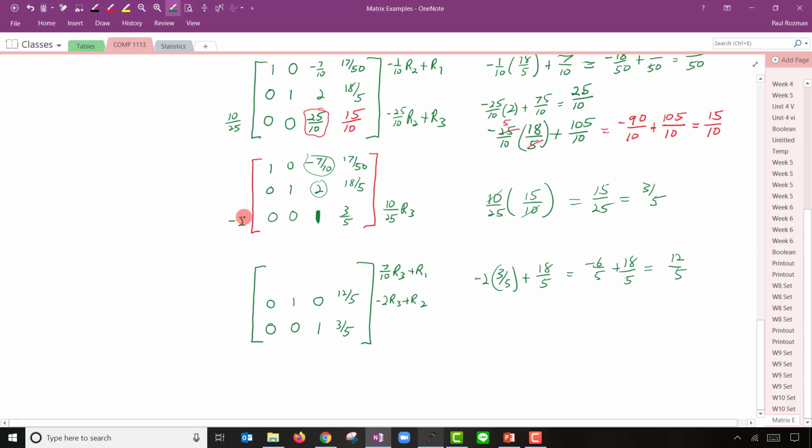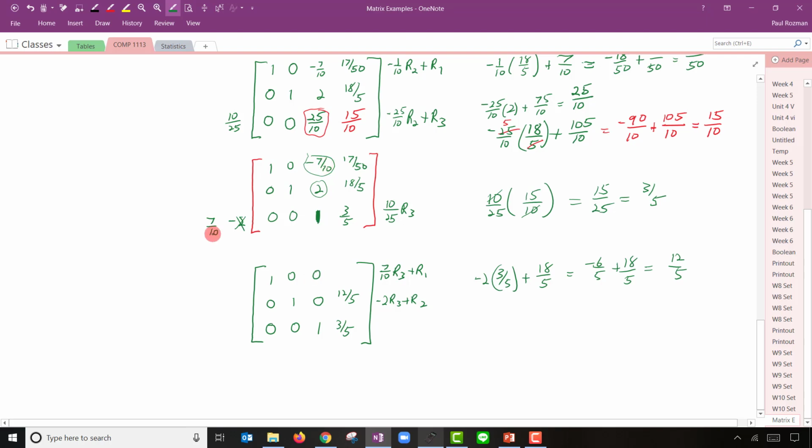We're almost there. Finally, let's eliminate this -7/10 in row number 1. To eliminate that value, we're going to multiply row 3 by +7/10. 7/10 times 0 is 0, and 0 plus 1 is 1. 7/10 times 0 is 0, and 0 plus 0 is 0. 7 tenths times 1 is 7 tenths, and 7 tenths plus negative 7 tenths is 0.